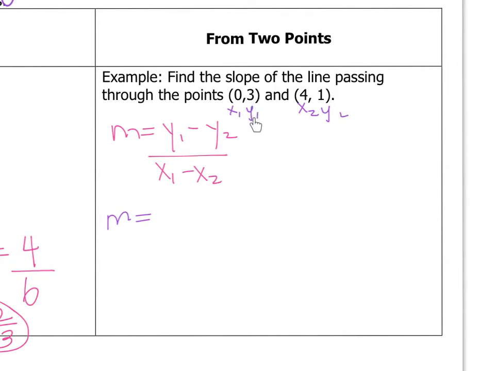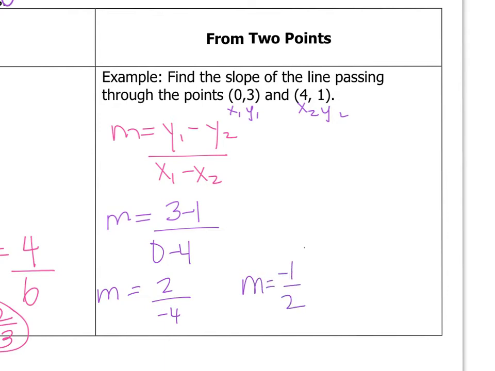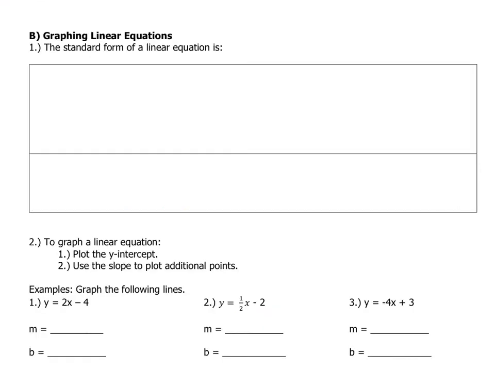So those numbers are going to be 3 minus 1. And then on the bottom, I do x1 minus x2. So those numbers are 0 minus 4. And then we simplify. So on top, 3 minus 1 is 2. On the bottom, 0 minus 4 is negative 4. 2 over negative 4 is negative 1/2. So our slope here is negative 1/2.